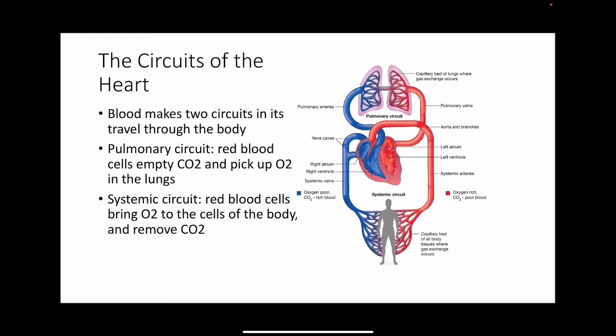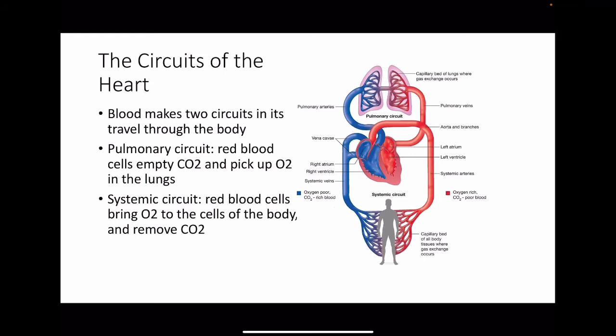So the first loop of this circuit is the pulmonary circuit. Veins return blood carrying carbon dioxide from the body, which is then pumped by the heart to the lungs. The carbon dioxide is dispelled and oxygen is taken up by the blood in the lungs, and then it is returned to the heart.